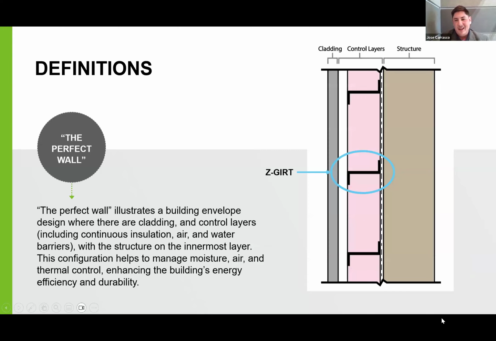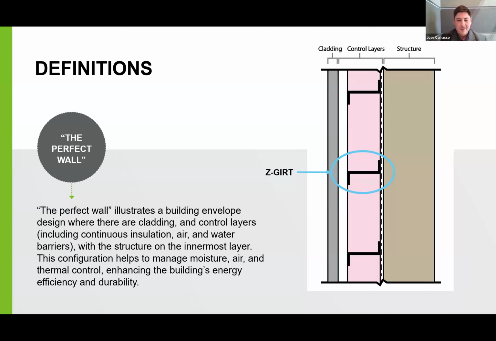And then lastly, we have this idea of the perfect wall. So when you're designing or constructing a building envelope, you want to keep this idea of a perfect wall in mind. And what this really does is protect the innermost structure at all costs. So a few slides ago, we had talked about those four different layers that separate the interior from the exterior. This is sort of a visual representation of what that looks like there.